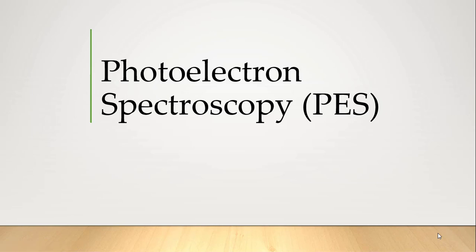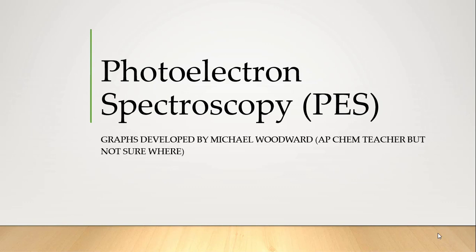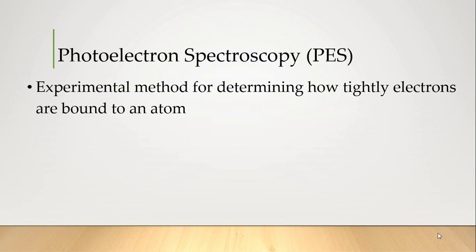This video is on a laboratory technique called photoelectron spectroscopy, abbreviated PES, and I have to give credit to Mr. Michael Woodward, an AP Chem teacher someplace, for developing the graphs that I use in this video. Now, photoelectron spectroscopy is really an experimental method that determines how tightly electrons are bound to an atom.